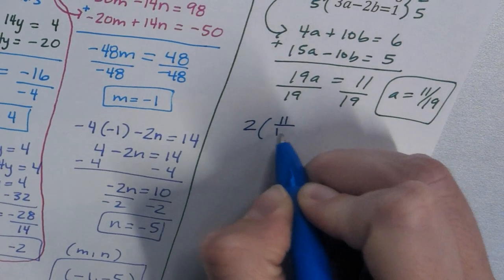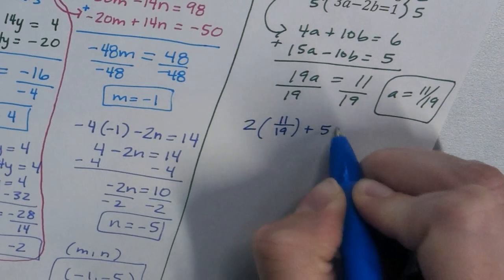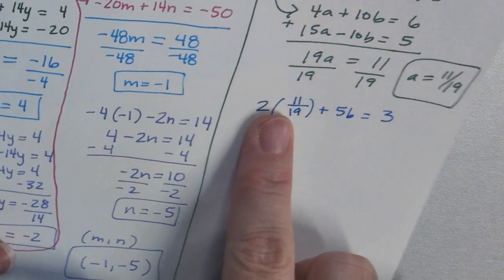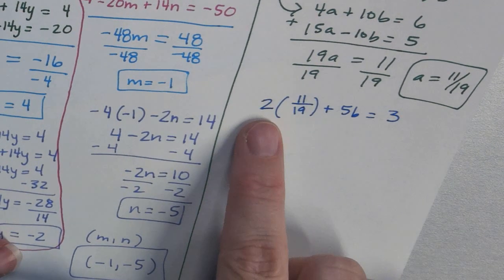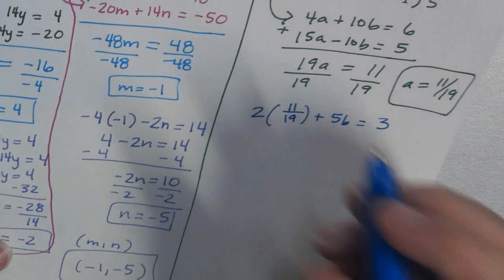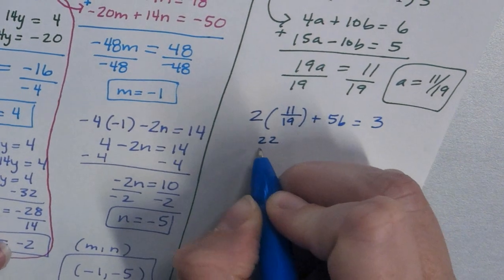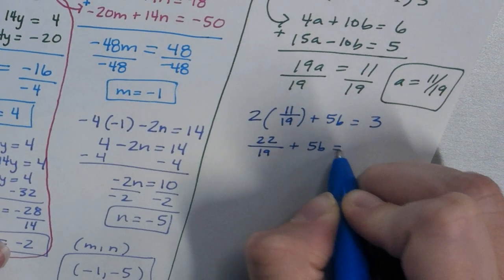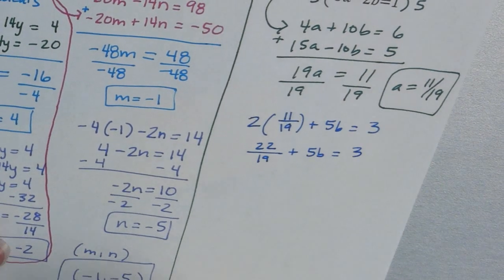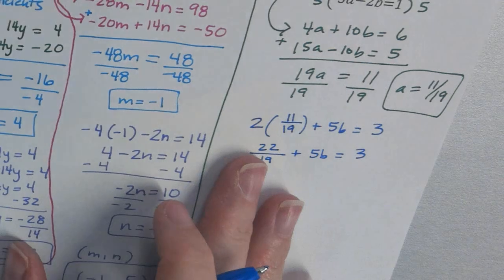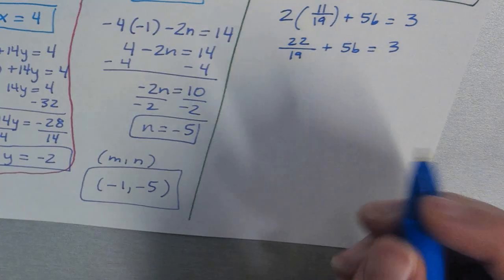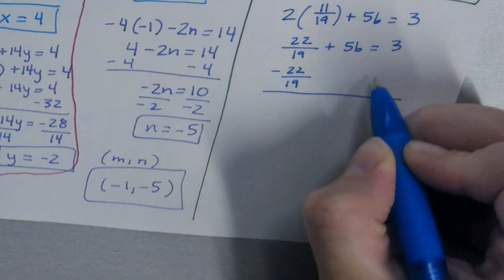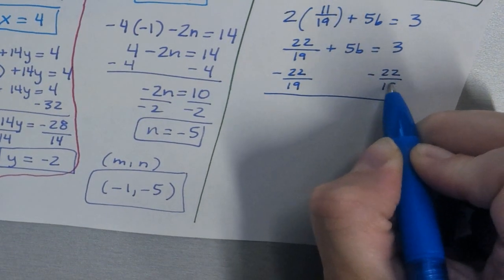So 2 times 11 over 19 plus 5b equals 3. So when you're multiplying a whole number by the fraction, do you guys remember what part you multiply by? Yeah, good. So you have 22 over 19 plus 5b equals 3. And then from here you have an algebra equation, but when you subtract the 22 over 19 from both sides, I know sometimes we need a little reminder about that.